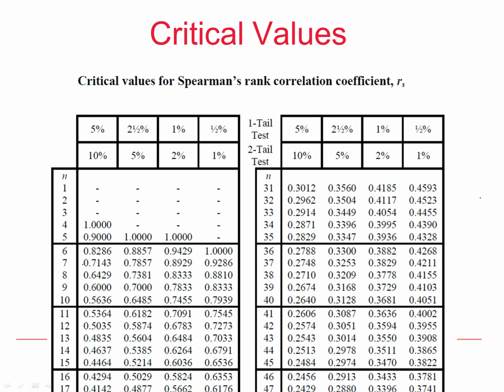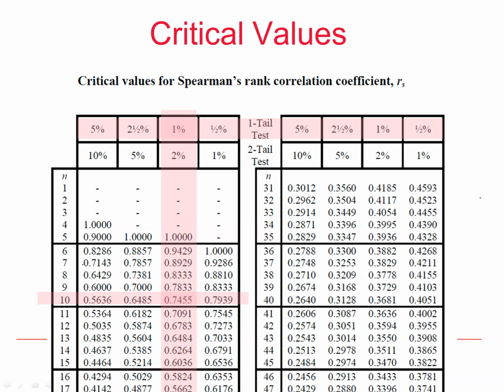Now we look at the tables. Start by making sure that you're looking at the correct table. You need Spearman, not PMCC, and they're on the same page in the formula book, so you'll need to be vigilant to make sure you are using the correct one. n is the sample size, which here is 10. We're doing a one-tail test at the 1% level. So the critical value is 0.7455.